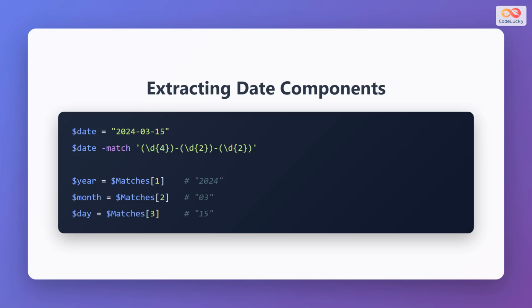Here's a real-world example of extracting date components. We have a date string in the format year-month-day. The pattern uses 3 capturing groups. \d{4} captures 4 digits for the year. \d{2} captures 2 digits for the month. And another \d{2} captures 2 digits for the day. After matching, we can assign each captured group to meaningful variable names. $year gets 2024, $month gets 03, and $day gets 15. This makes your code much more readable and maintainable.